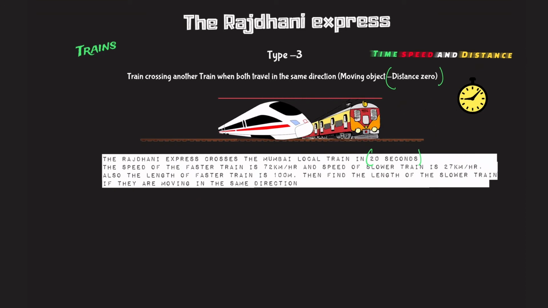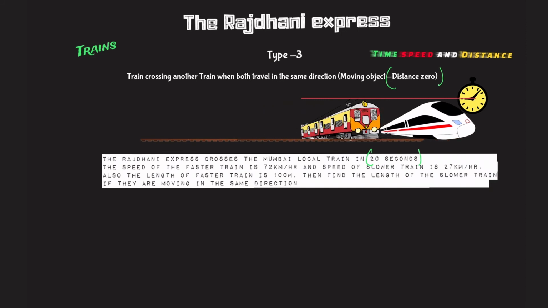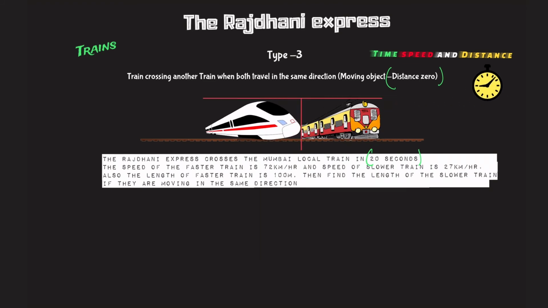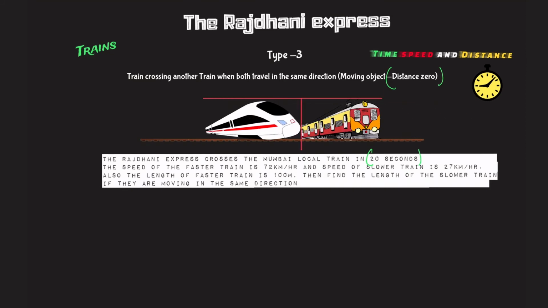So what is the distance traveled in this case? If you can see, I start the stopwatch now. Distance traveled is length of the local train plus length of the Rajdhani, right? And this time taken is nothing but 20 seconds. When Rajdhani crosses the length of the local train plus its length, that is 20 seconds. So I'll write it here.